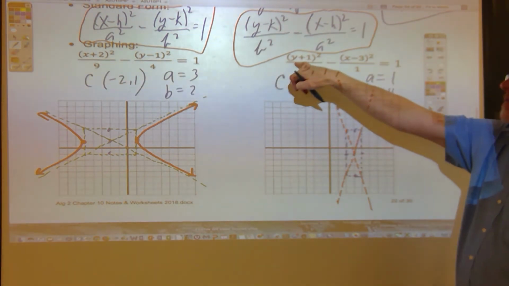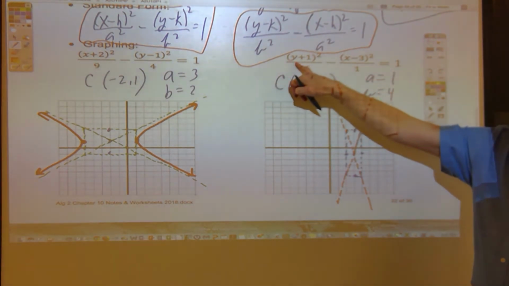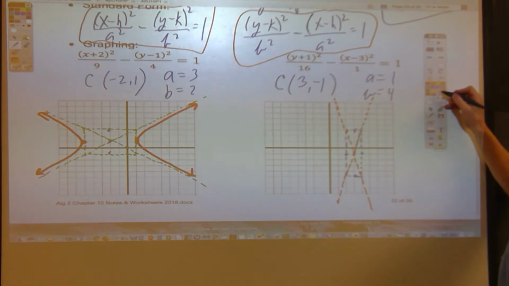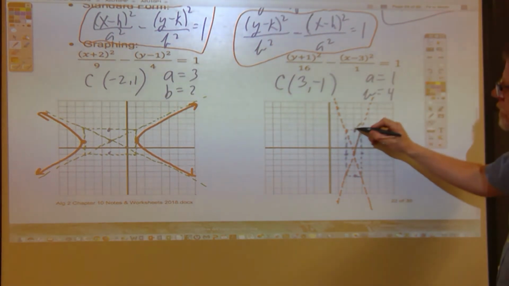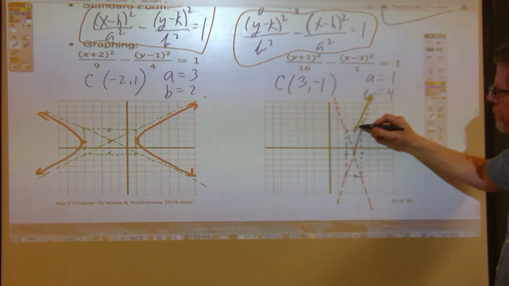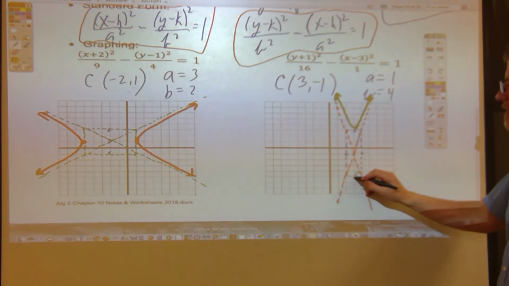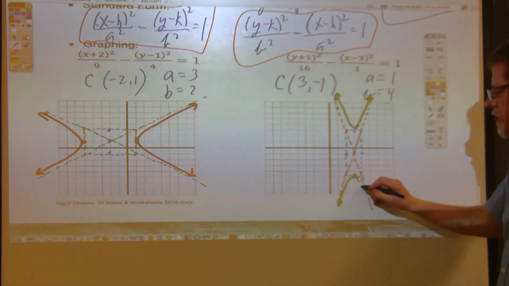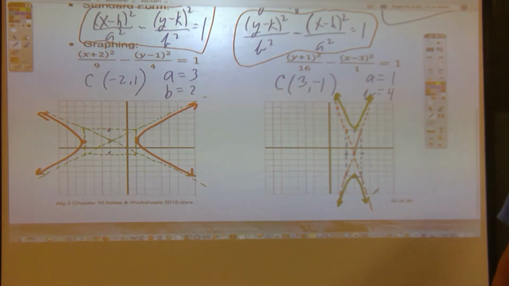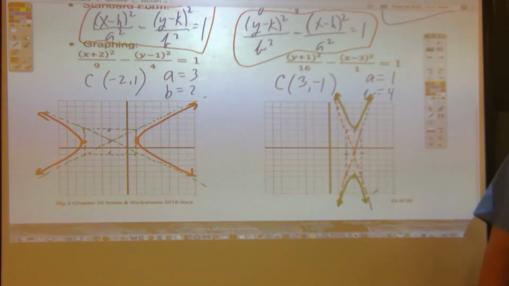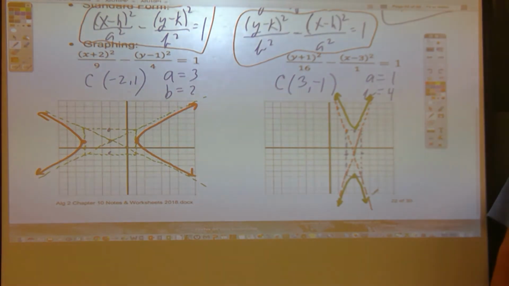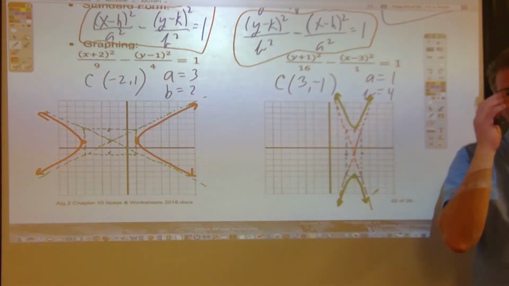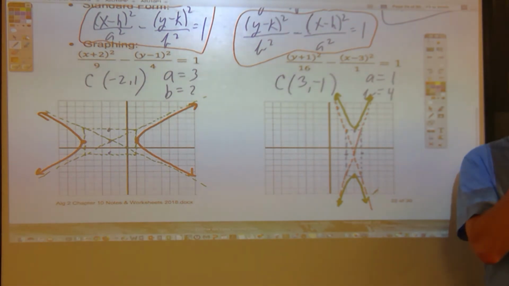Since the y squared portion is positive, it's going to be a y hyperbola, which means the branches are going to open up and down. Here's the branch that opens up, honor the asymptotes, and here's the branch that opens down. So instead of 2 branches that open left and right, one opens up and the other opens down. Any questions on the graph of this hyperbola?